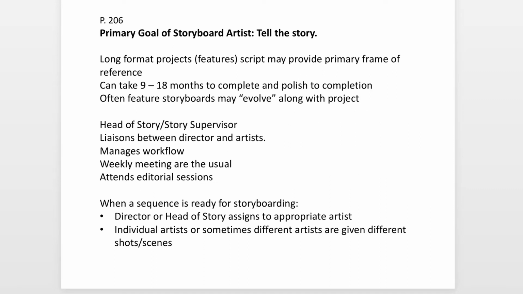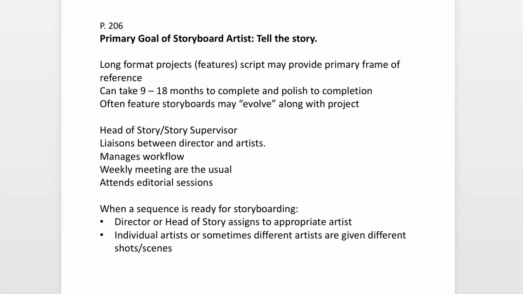Page 206. The primary goal of a storyboard artist is to tell the story. For long format projects, for example features, the script may provide the primary frame of reference. And it can take 9 to 18 months to complete and polish. Often feature storyboards may evolve along with the project. The head of story, or story supervisor, liaises between director and artist, manages the workflow, holds weekly meetings as usual, and attends editorial sessions. Now when a sequence is ready for storyboarding, the director or head of story assigns it to the appropriate artist, and individual artists or sometimes different artists are given different shots or scenes.